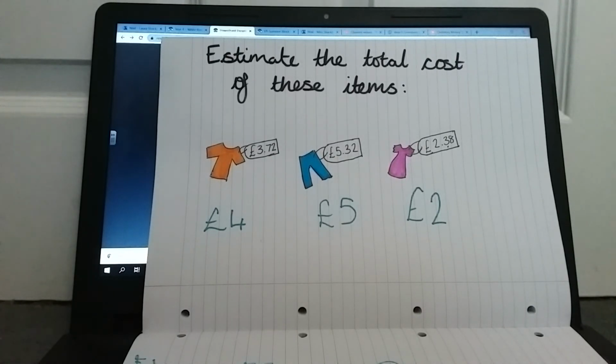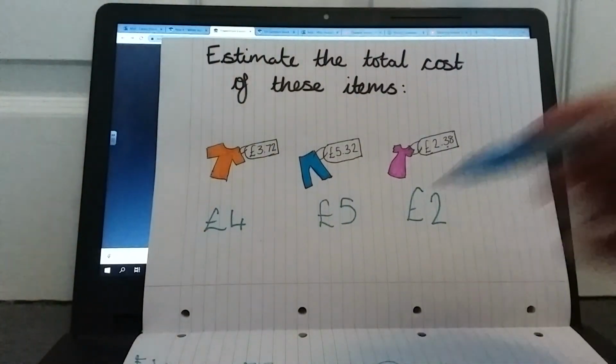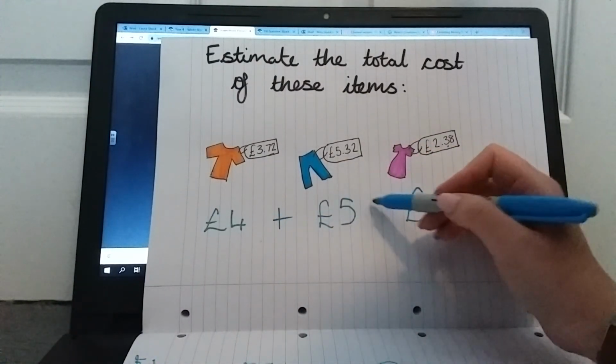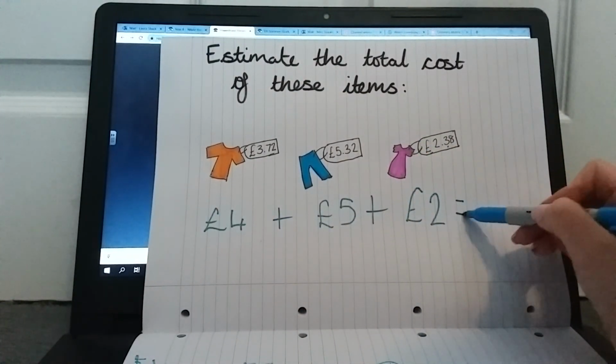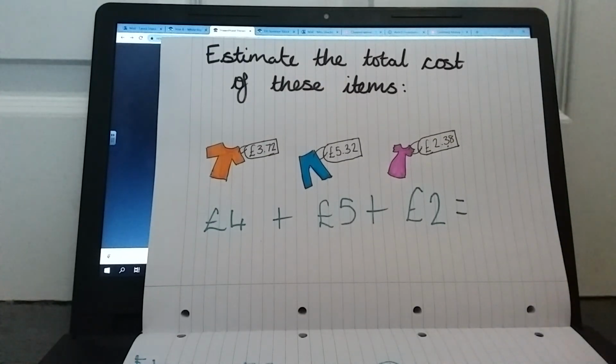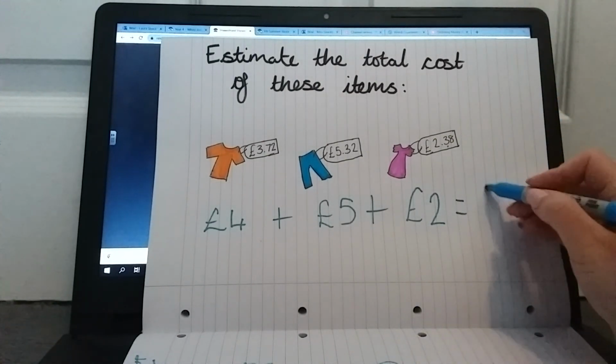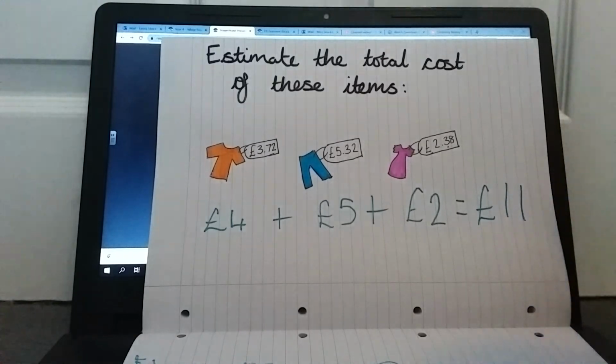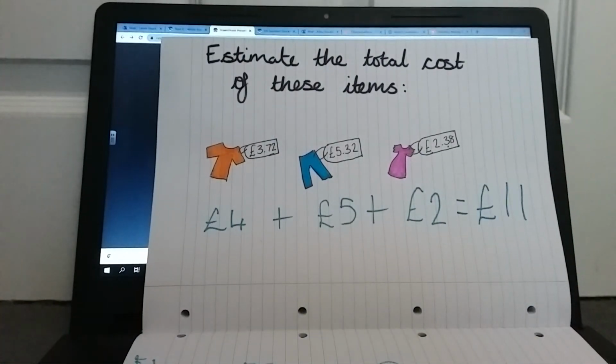So altogether, what would my estimate be for the total cost of these clothes? What will I need to do? Well done. I'm going to need to add them all up. 4 add 5 add 2. Well, I know 4 and 5 is 9. Add another 2 on would be £11. So my estimate for these 3 would be £11.